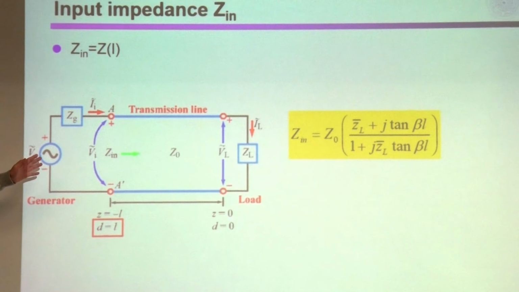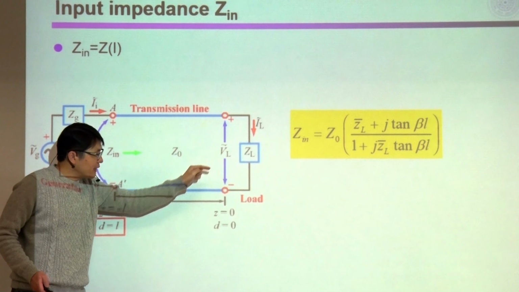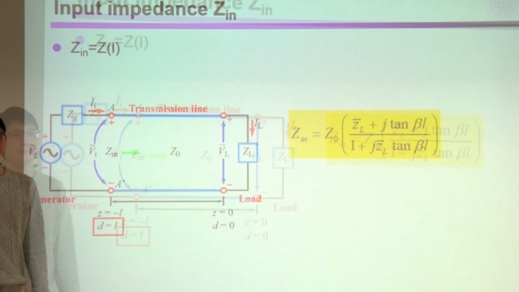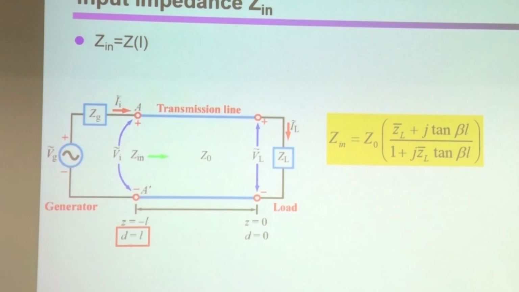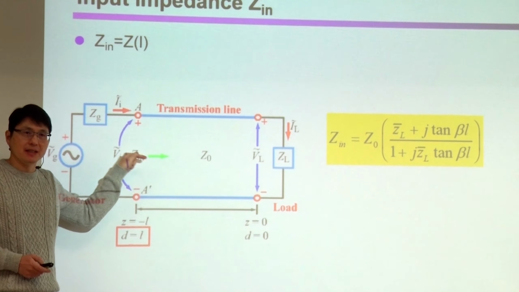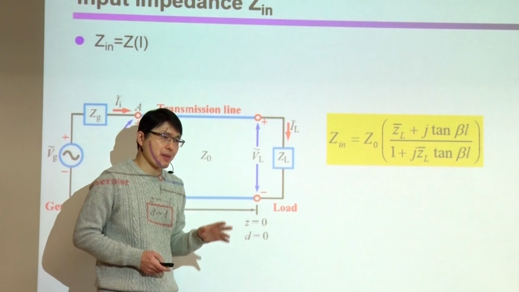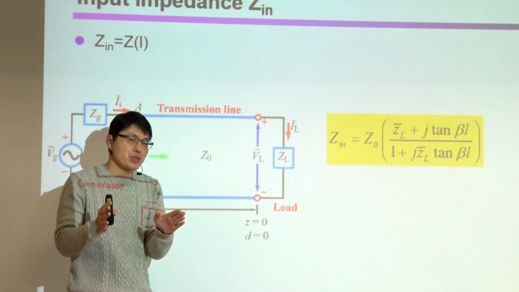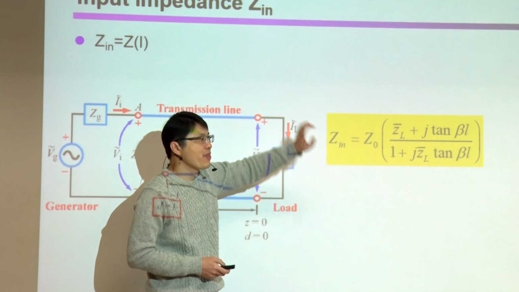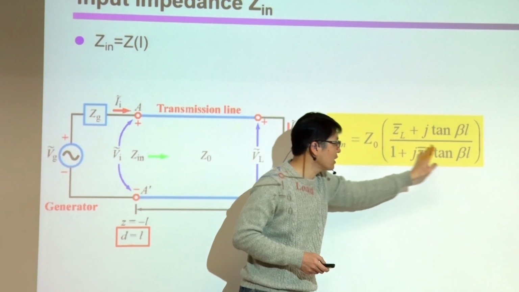So this is what we're doing. Standing at the input end and looking to the right, which includes the entire transmission line and the load. That is my input impedance. So I want to skip all the mathematical derivation. I encourage you to work on your own. So the input impedance is nothing more than this Z of L. Okay, eventually you can reformulate in this form.